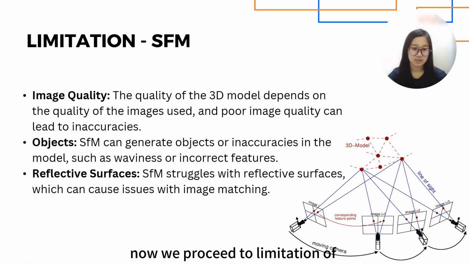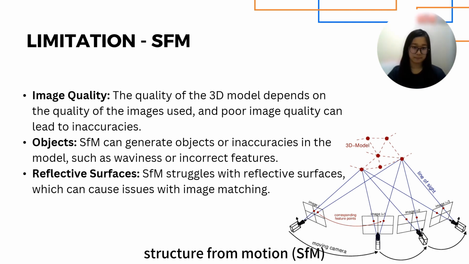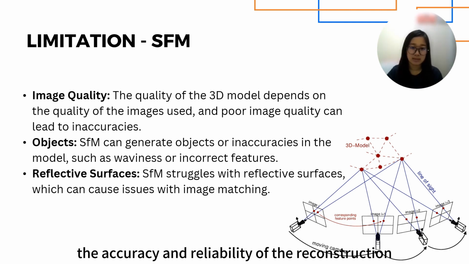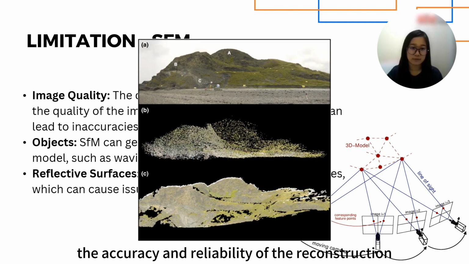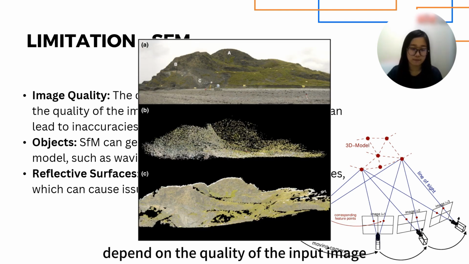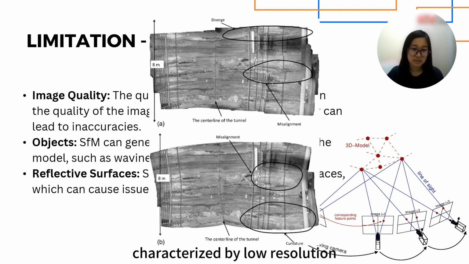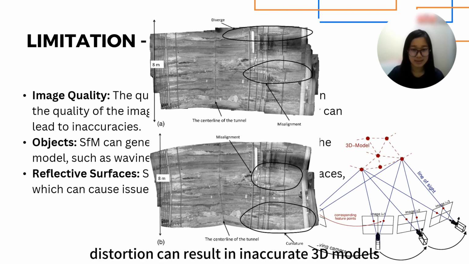Now we proceed to the limitations of structure from motion, SFM. One of the limitations of SFM is image quality. The accuracy and reliability of the reconstruction depend on the quality of the input images. Poor image quality, characterized by low resolution, blur, or distortion, can result in inaccurate 3D models.